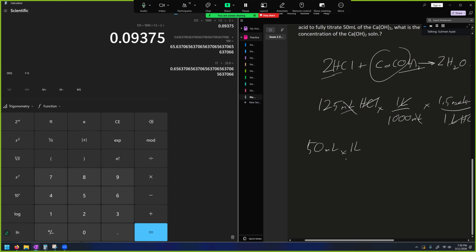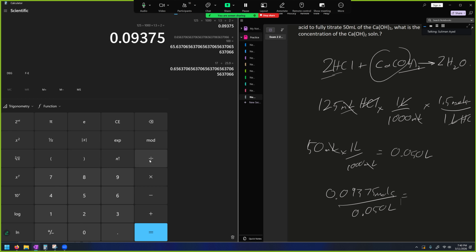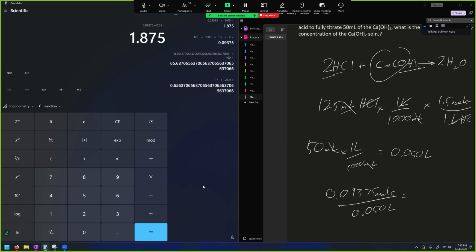There are 1 liter for every 1,000 milliliters. Milliliters will cancel with milliliters, and that's going to give me 0.050 liters. The final step here is to take that number of moles, 0.09375 moles, and we're going to divide that by the 0.050 liters. And that should give me my new molarity. So my molarity, therefore, is 1.875 capital M.